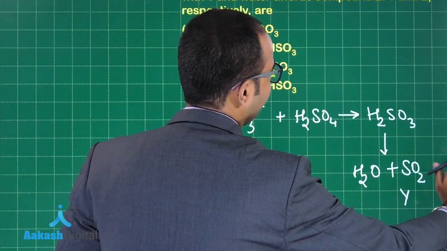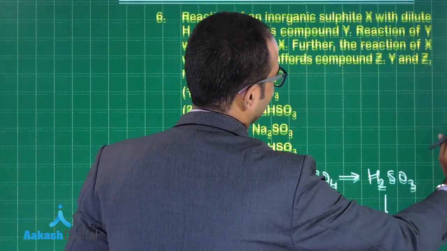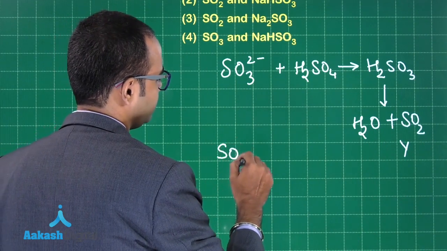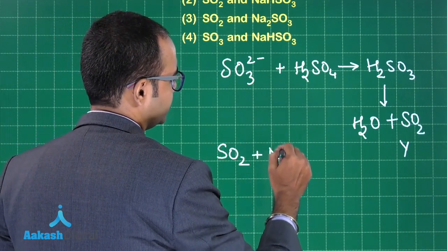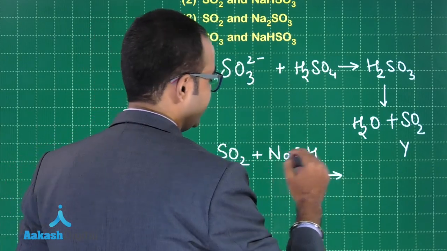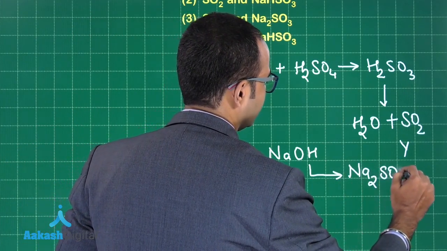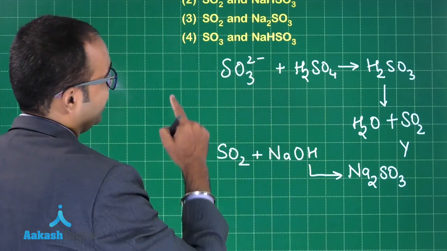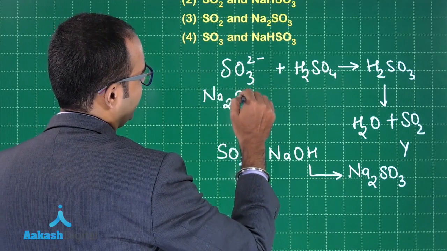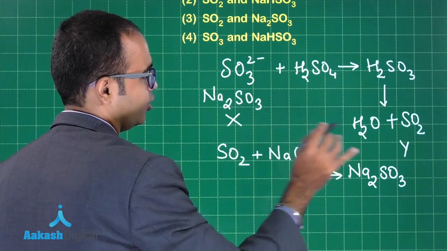Okay. What else is given in the question? Let's see. Reaction of Y with NaOH gives you X. Okay. So if I take Y, that is SO2, and I treat it with NaOH, so what do I get? Now from this reaction, it will give me Na2SO3. So my compound X is nothing but Na2SO3. Okay, so I know X, I know Y.